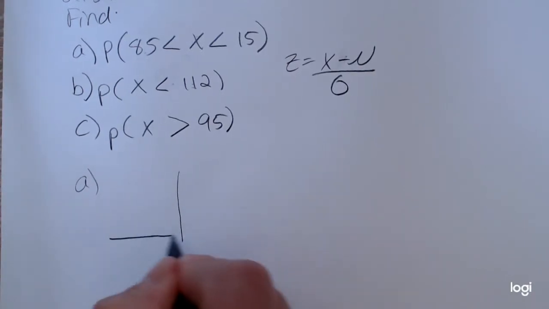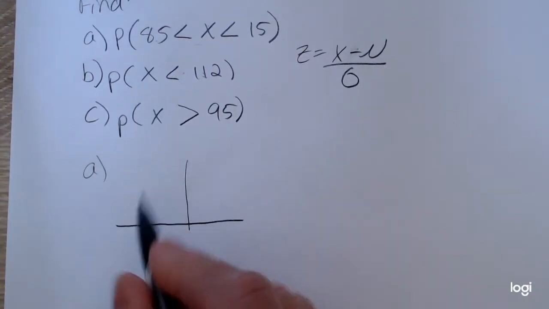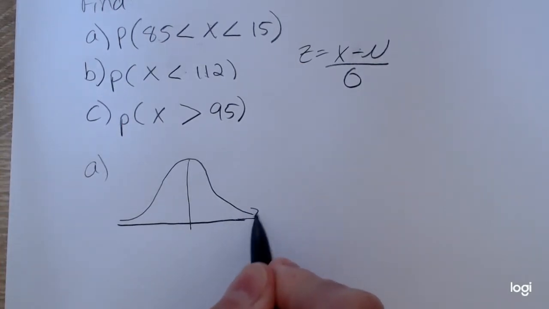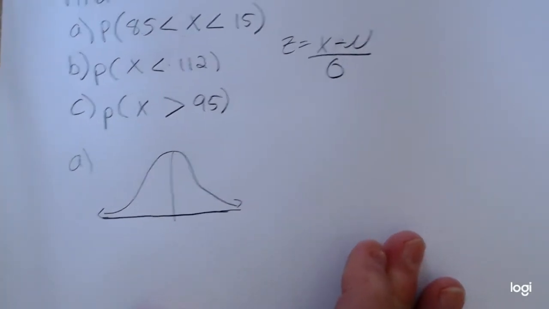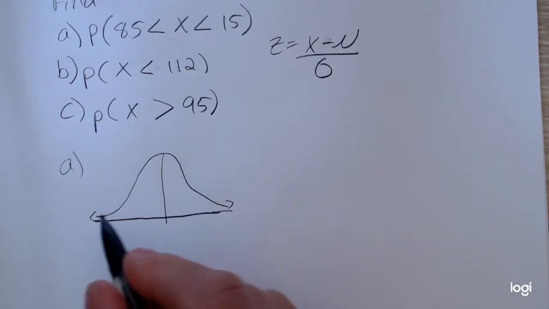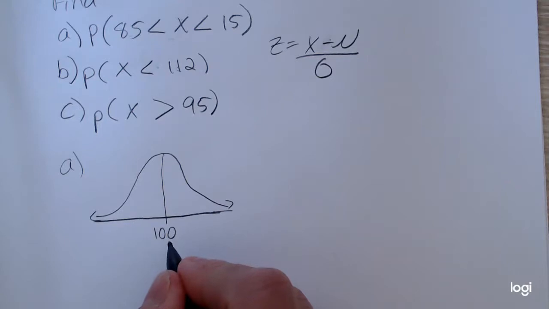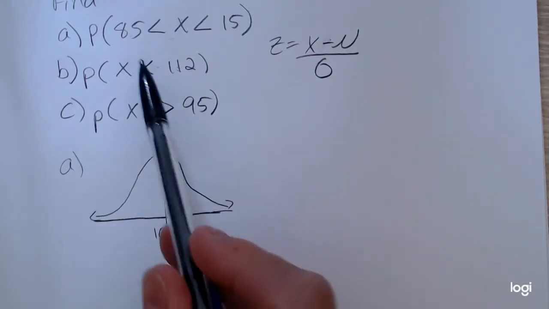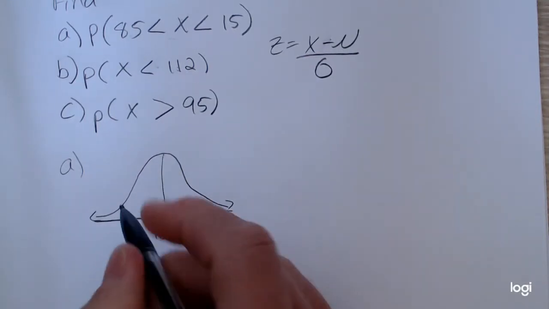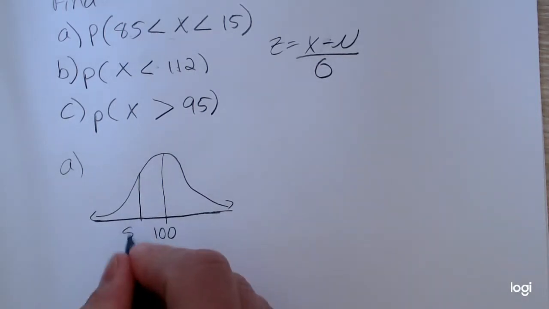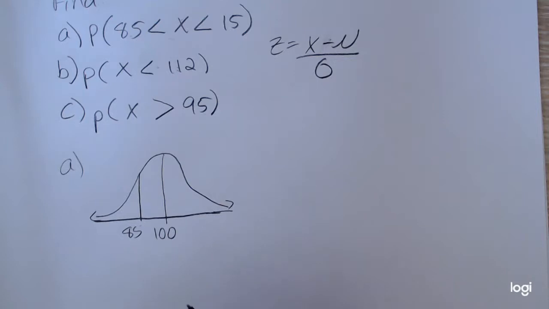you want to sketch what's given so you're clear as to what your lower bound and upper bound are when you use the calculator. So I drew a bell curve and I want to put 100 in the middle because it's not standard normal. So 85 is below the mean. Specifically, it would be one standard deviation below the mean because 100 minus 15 is 85.